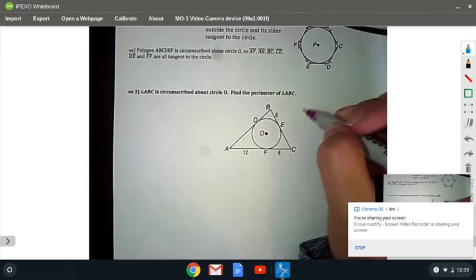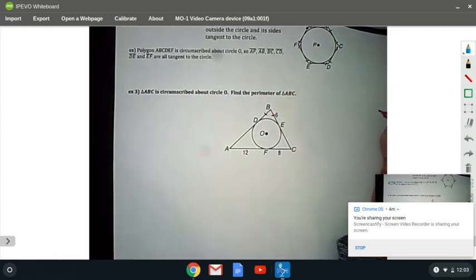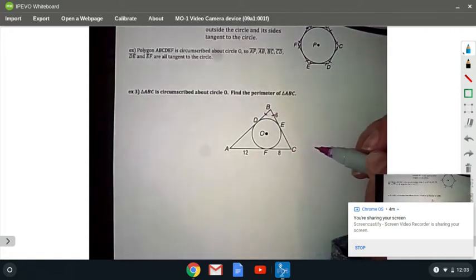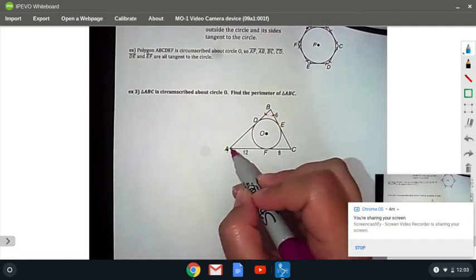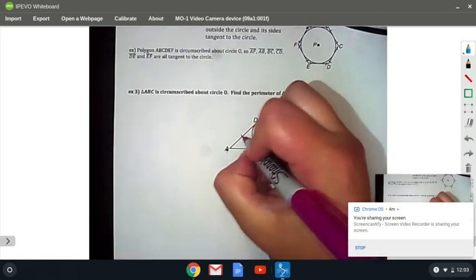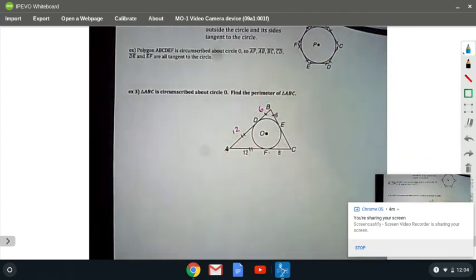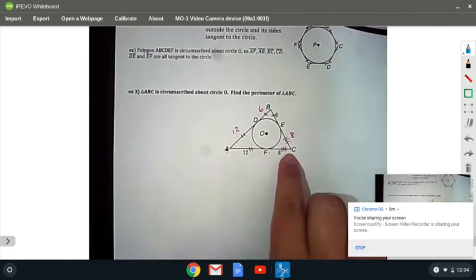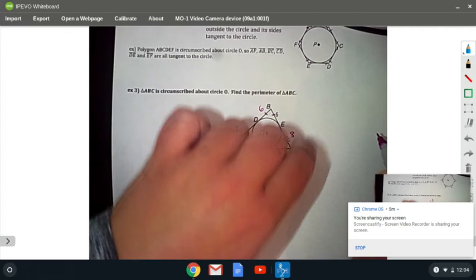Find the perimeter. Well, these two lines, BD and BE, are tangent to the circle. They share the exterior point B, so they should be congruent. A is the exterior point shared by AD and AF, which are both tangent lines, so they should be congruent. So this should be 12. This should be 6. Likewise, this should be 8 because FC and CE are tangent lines sharing that exterior point C. So now I've labeled every part of my triangle.